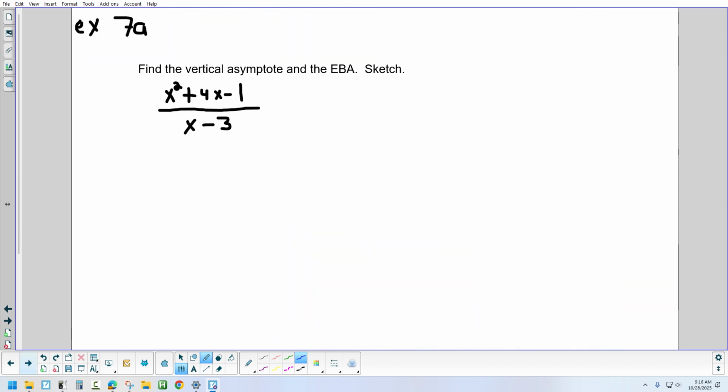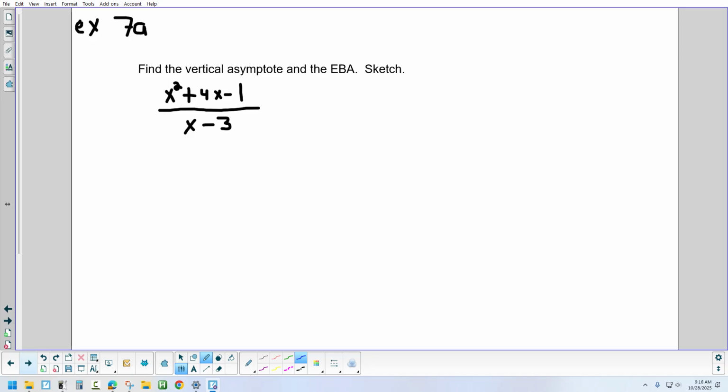All right. So this one, let's find the vertical asymptotes, the EVA, and we'll sketch it. Okay, because this one's a little different. This is actually easier than the last one. What's the degree in the top this time? Yeah. 2. What's the degree in the bottom? Yeah. 1. That's a difference of how much? It's a difference of 1. So this is going to be an EVA that has a degree 1 for the EVA. The last problem was a degree 2.